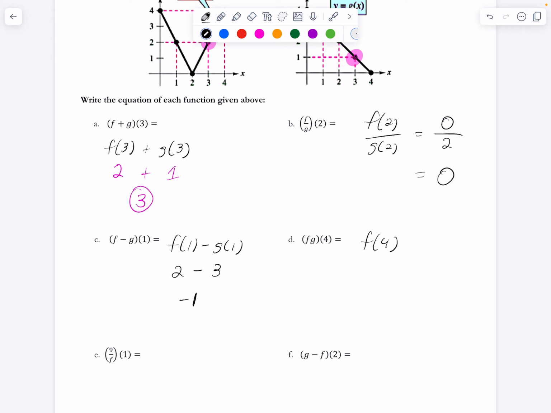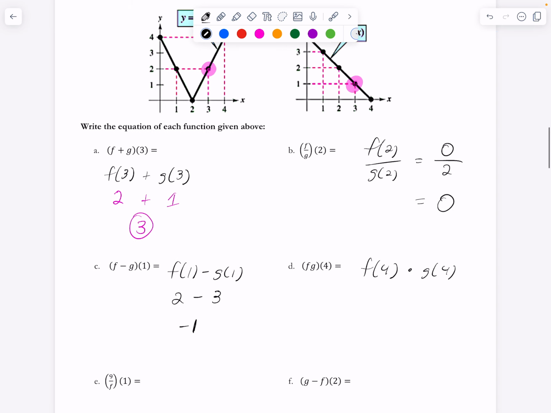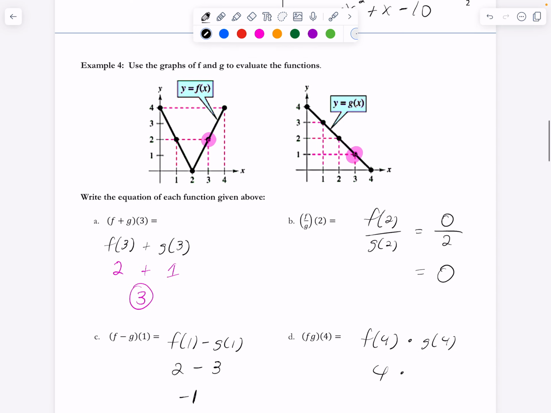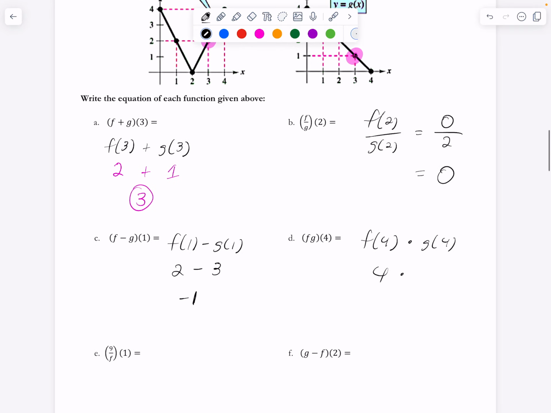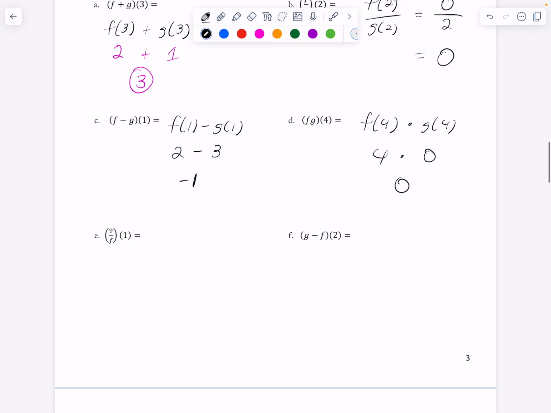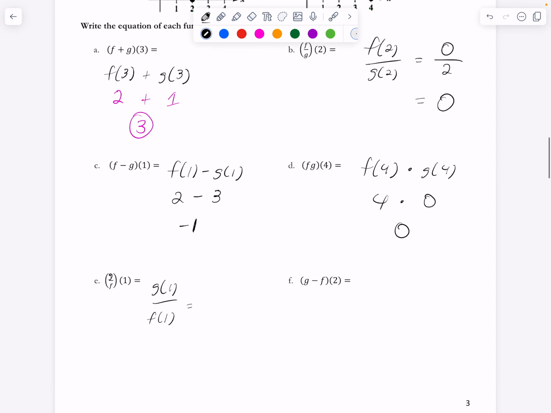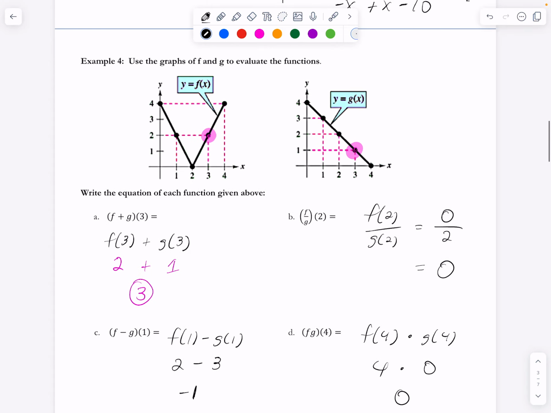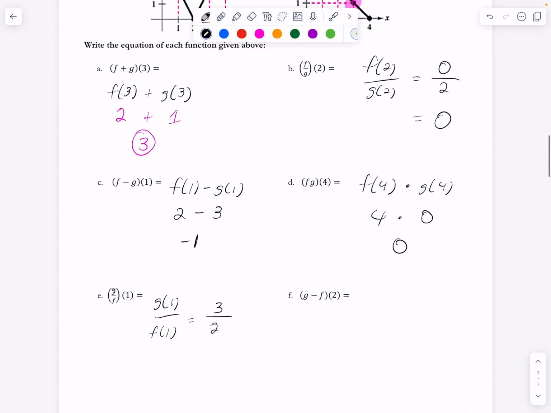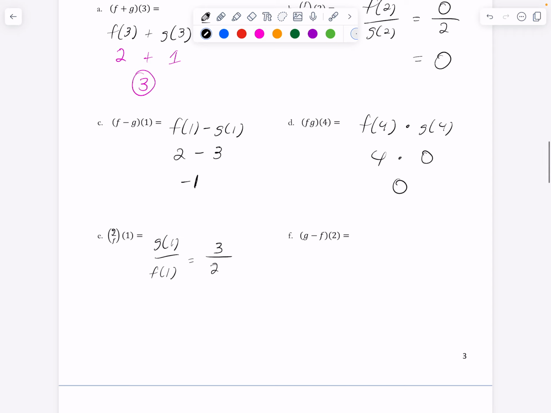This one is multiplication, f of 4 times g of 4. So f of 4 is going to be 4. G of 4 is actually 0. It's on the x-axis. So when you multiply that, you get 0. All right, I think this is supposed to be a g here. So g of 1 over f of 1. So g of 1 is 3. F of 1 is 2. You can leave it like that and say 3/2. If you'd like to make it a decimal, feel free, 1.5.